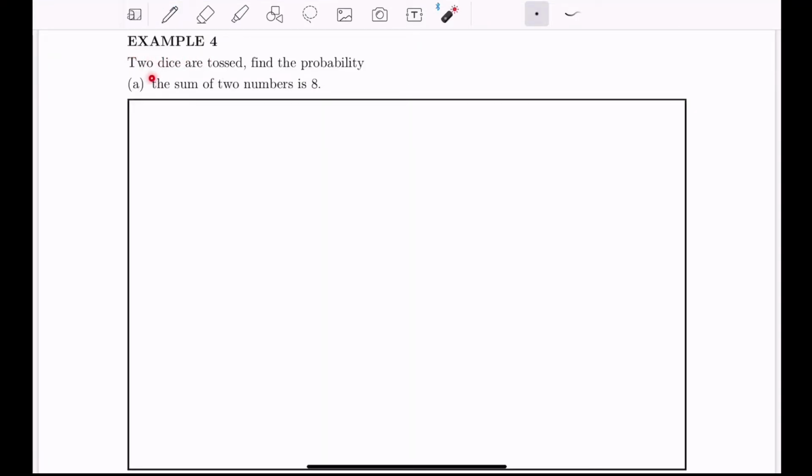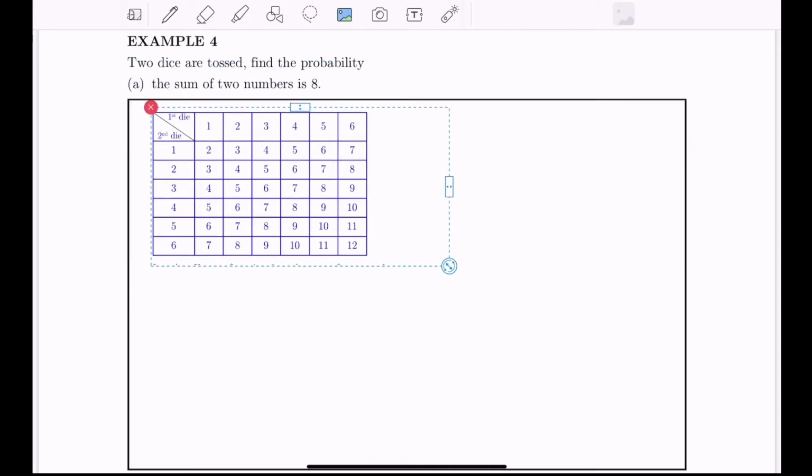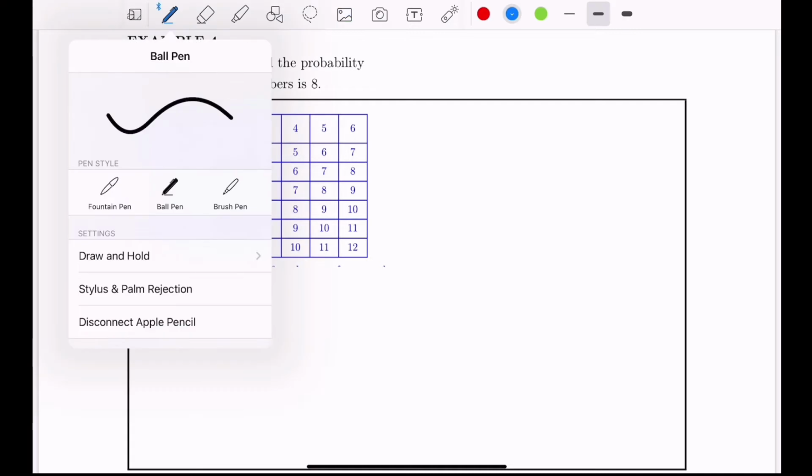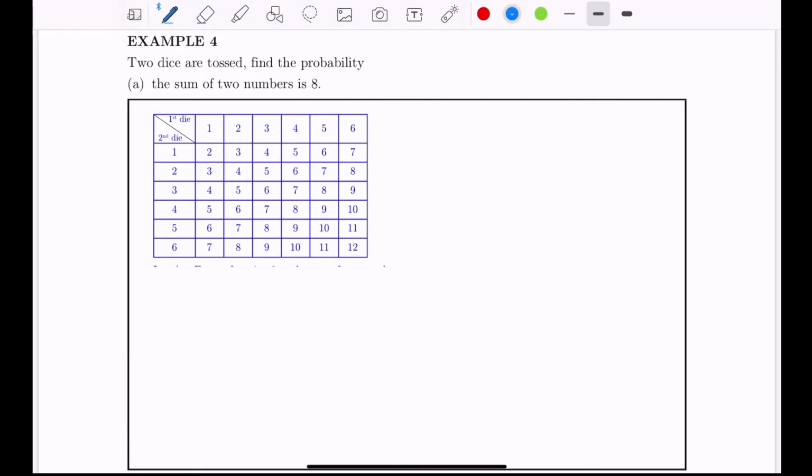Example 4. Two dice are tossed. Find the probability that A, the sum of two numbers, is 8. Okay, so for this experiment, we're going to use a table. This is what your table should look like. For the first row, we're going to put the first die. For the first column, we're going to put the second die.